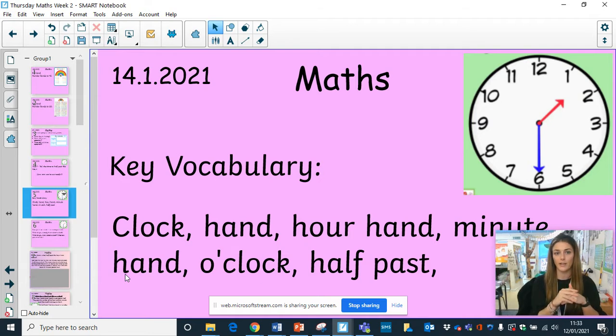So key vocabulary, we should be getting really good at this and using these time words. It's clock hand, hour hand, minute hand, o'clock and half past, which you should have been using throughout this week.